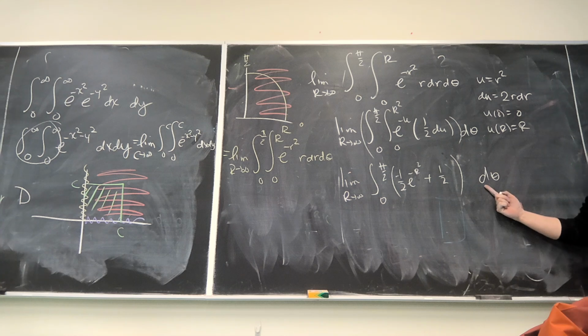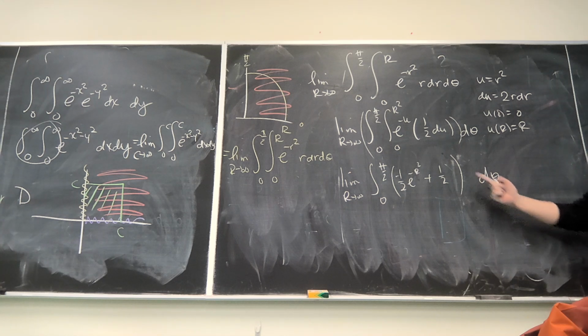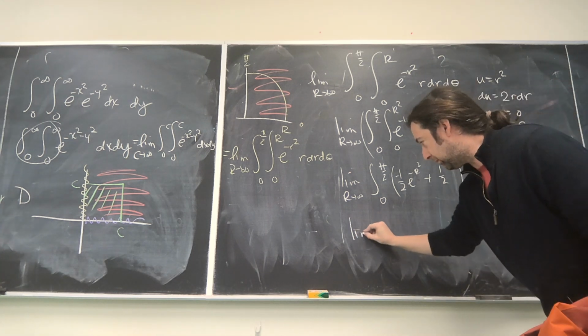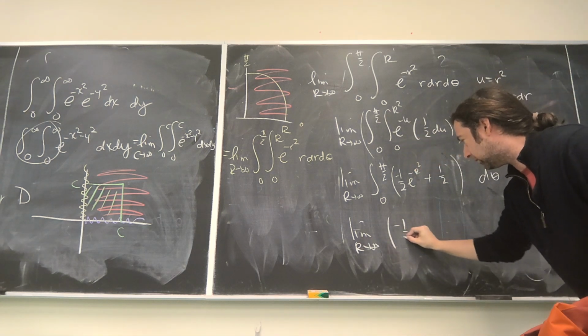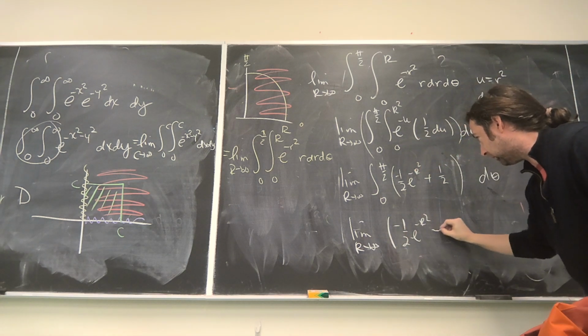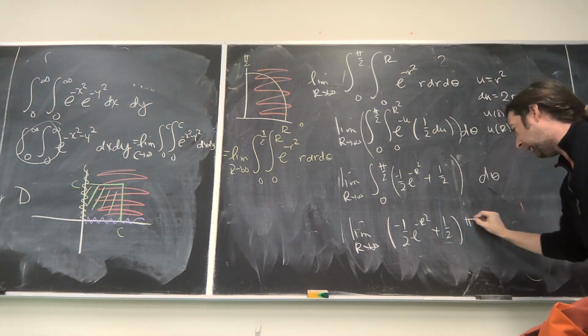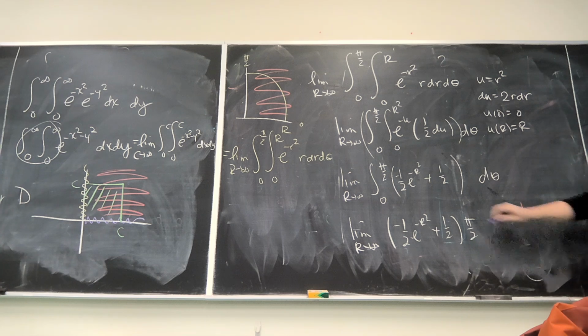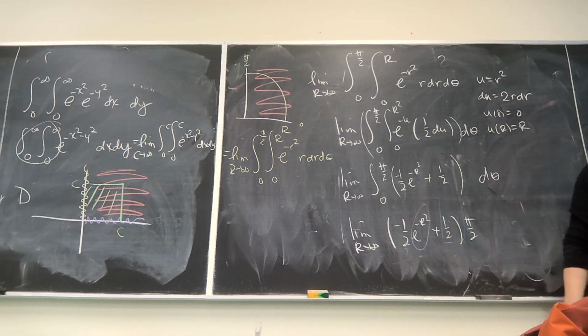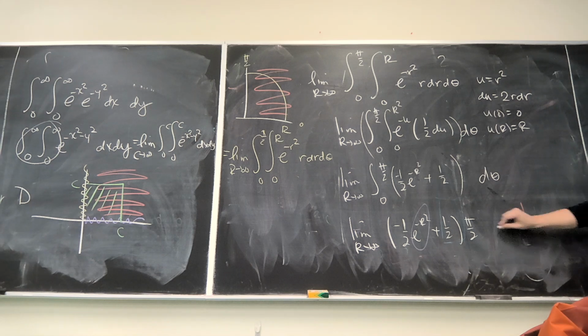Okay, well, there are no thetas in here, so if you integrate with respect to theta and then plug in the numbers, I think what you get is the limit as r goes to infinity of minus 1/2 e to the minus r squared plus 1/2, times pi over 2. What's that limit equal to? There's only one r in the whole thing. It's right here. e to the minus r squared as r goes to infinity is 0. So this entire thing is pi over 4.